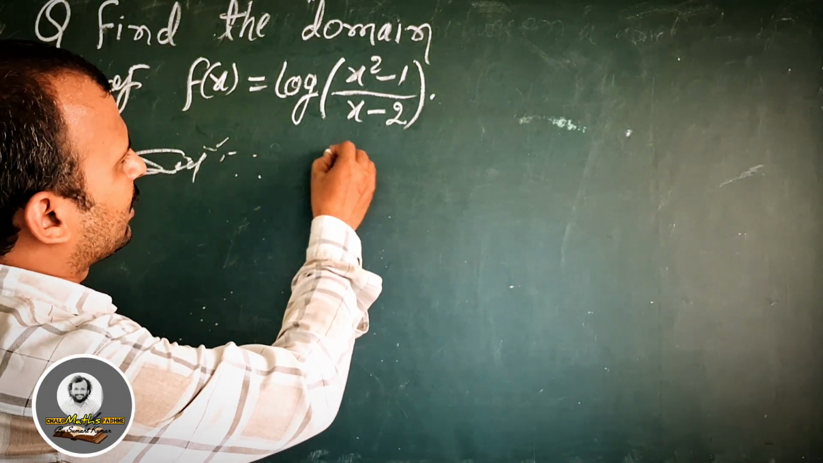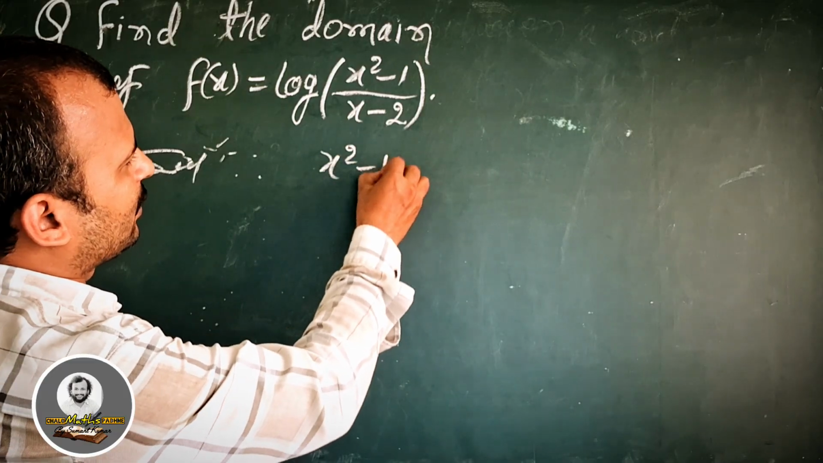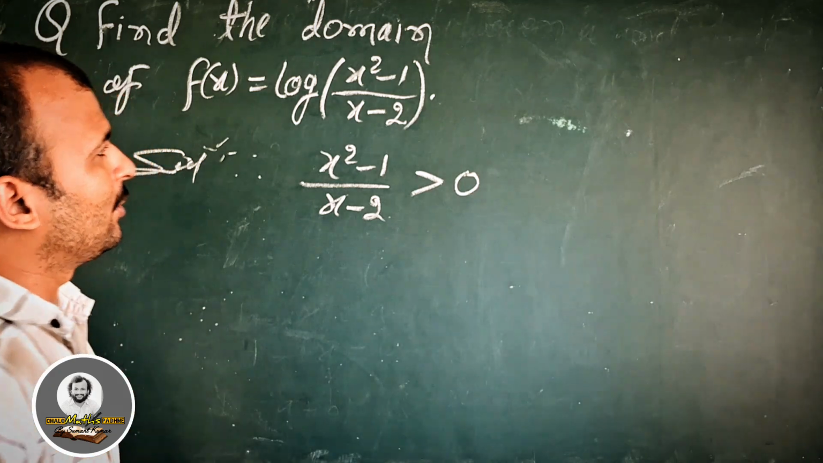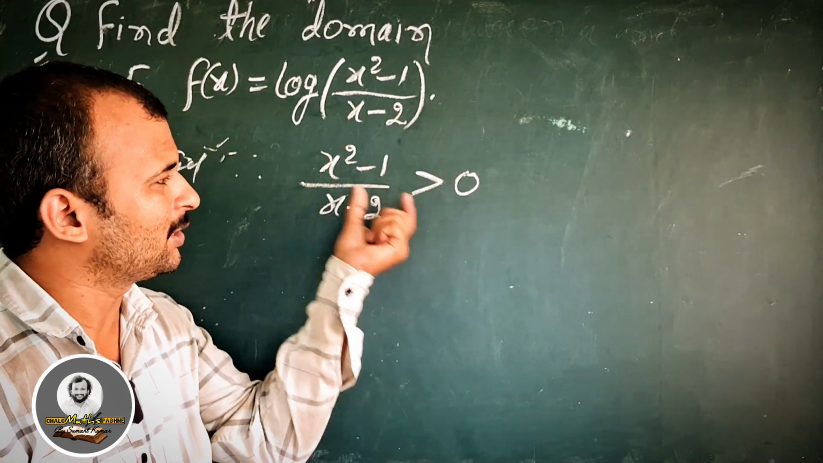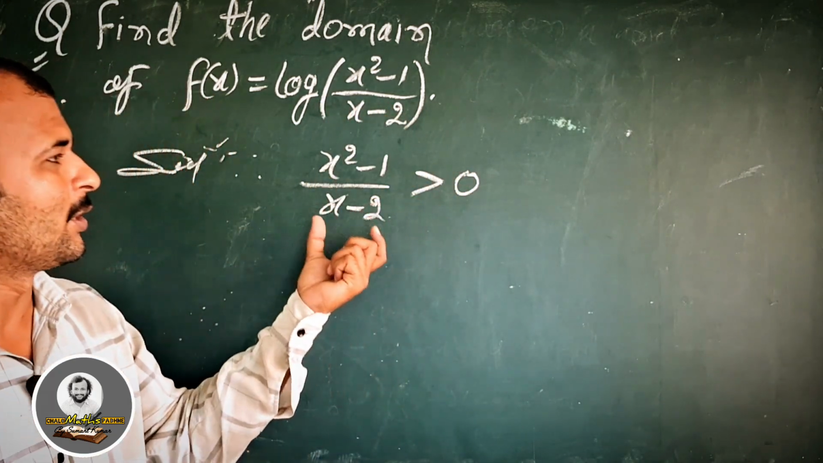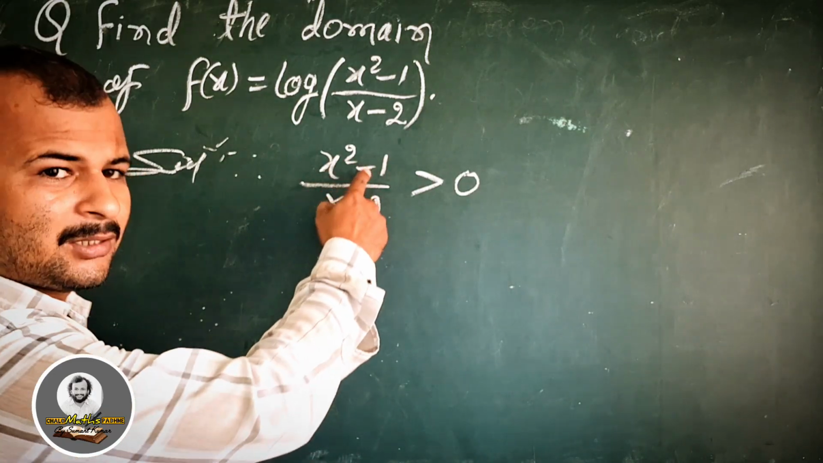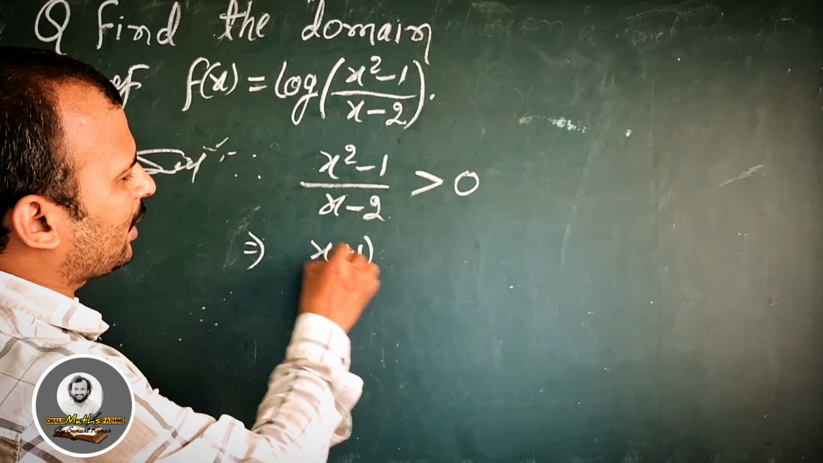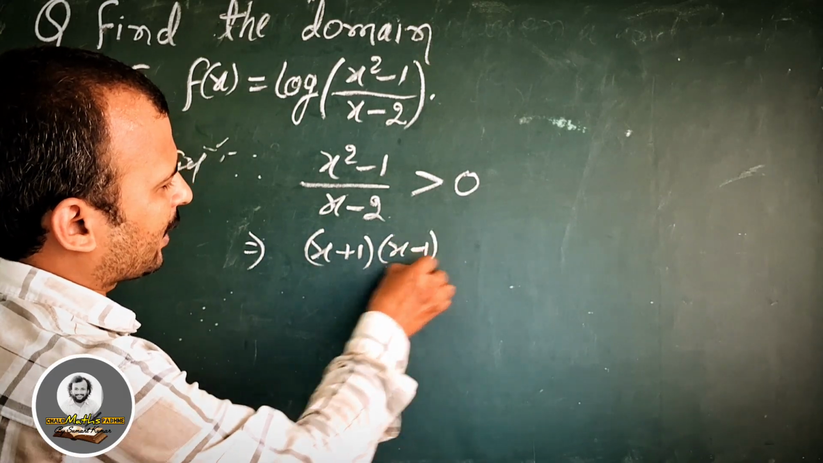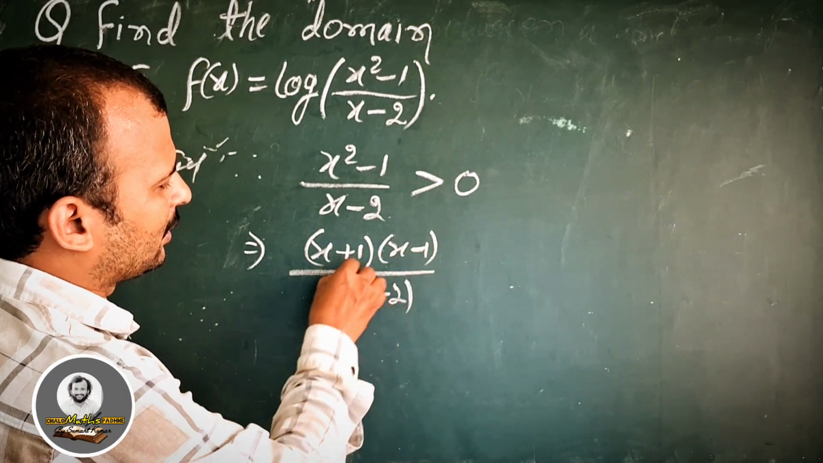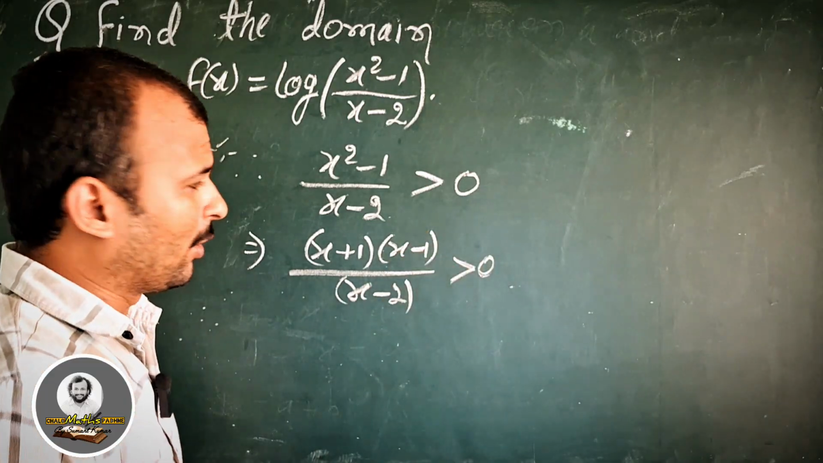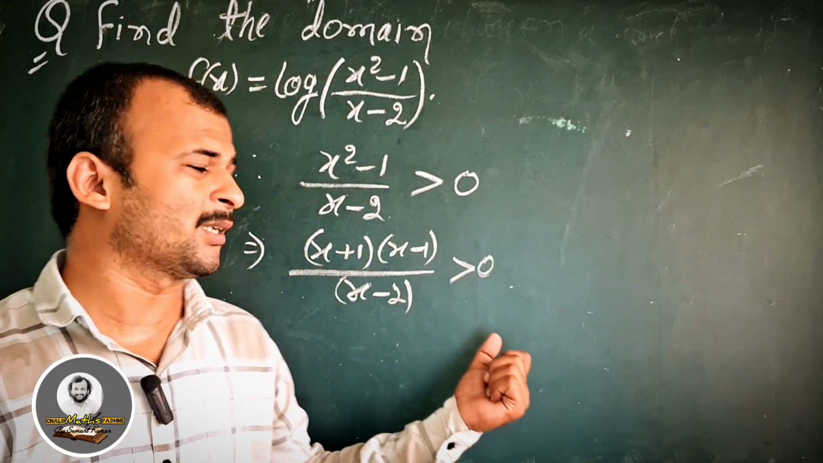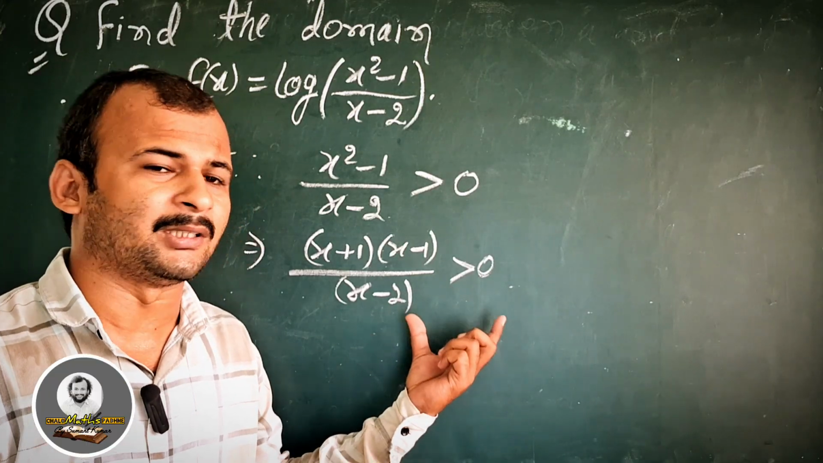Therefore, we can write here (x² - 1)/(x - 2) > 0, because the domain of the logarithmic function is 0 to infinity. Okay, now we factorize the numerator, and we get (x + 1)(x - 1)/(x - 2) > 0. Now we use a sign scheme to find the possible values of x which satisfy this inequality.